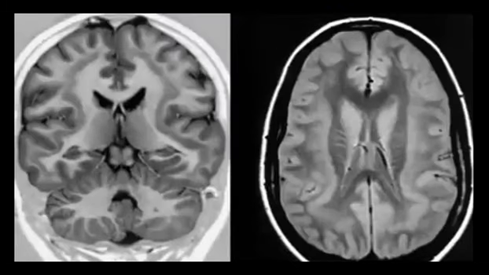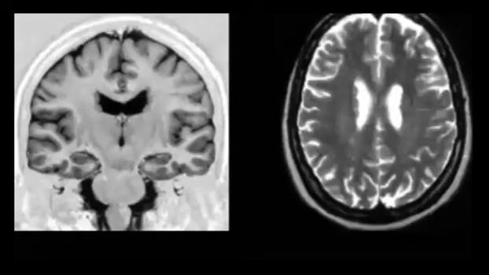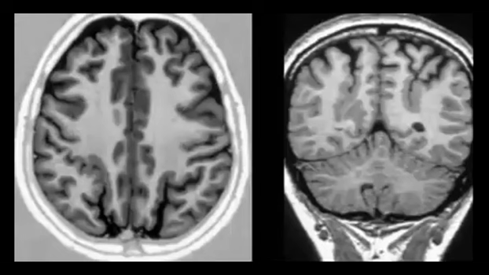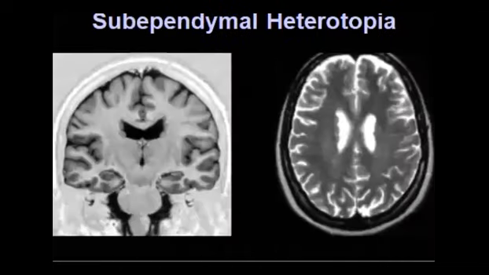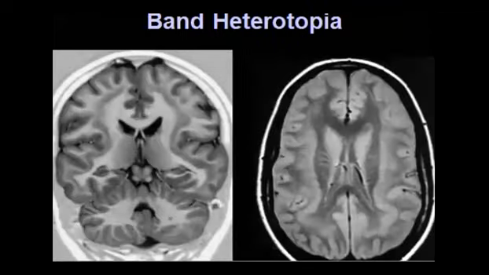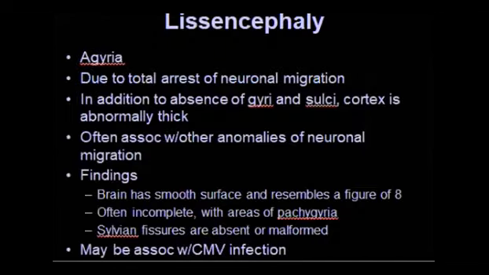This we mentioned in neuro, but we revise it again. It's fine. And this one is subependymal heterotopia, which is heterotopic gray matter in a subependymal location. This one is an easy one, polymicrogyria. So this one is pachygyria, and this one is polymicrogyria, subependymal heterotopia, and band heterotopia. And this one is the lissencephaly.